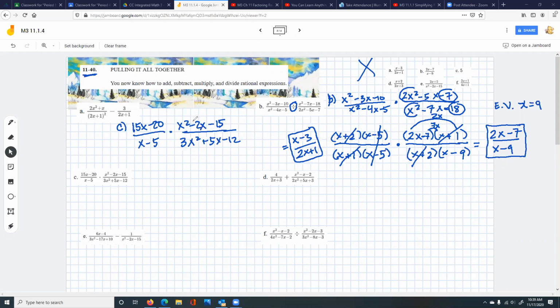I can factor this, and this. This I can't factor because it's already in lowest terms. But what goes into 15x and 20, guys? 5, right? So I can take out a 5 out of it. If I take out a 5 out of this and this, I'm going to get 3x minus 4. And then the x minus 5 on the bottom just stays like that.